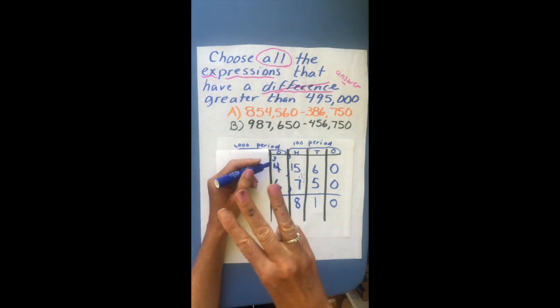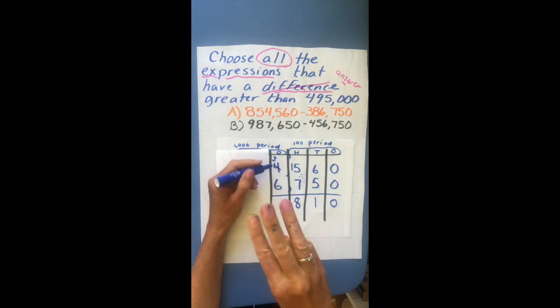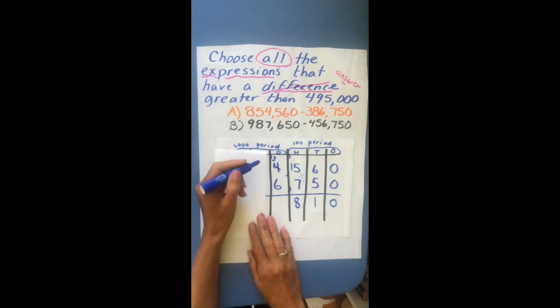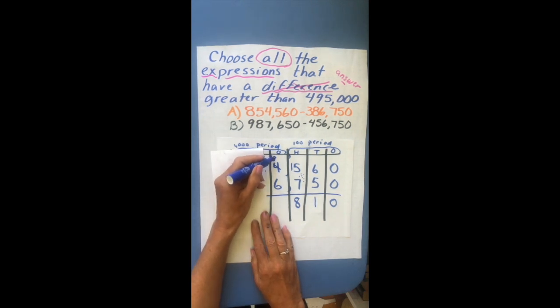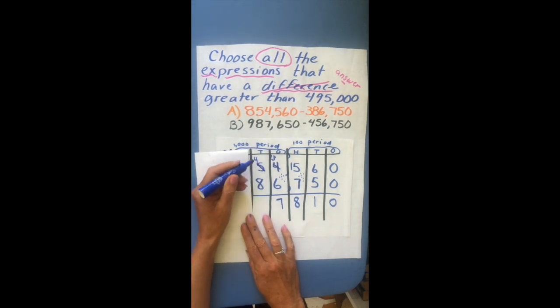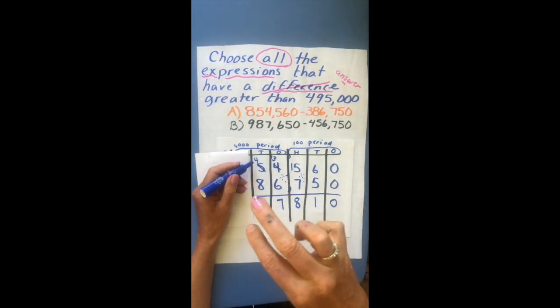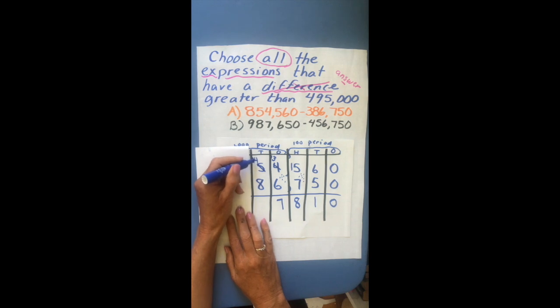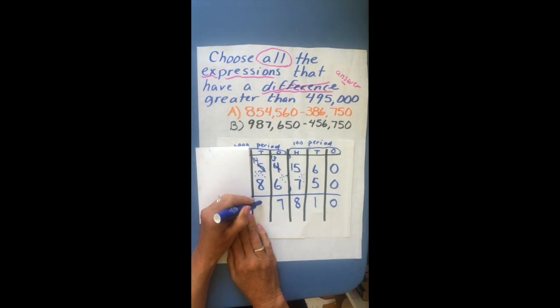I have 3. Can I take away 6? No, I only have 3, so I have to go next door, grab 10 more. Now I can subtract in the thousands place: 13, 12, 11, 10, 9, 8, 7. Now to go to the 10,000s place, I have 4. Can I take away 8? No. I have to go next door, and this is a 7. Grab 10 more. Now I can subtract: 14, 13, 12, 11, 10, 9, 8, 7, 6.